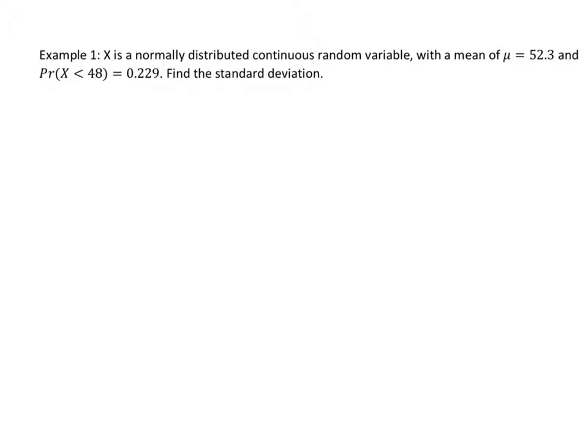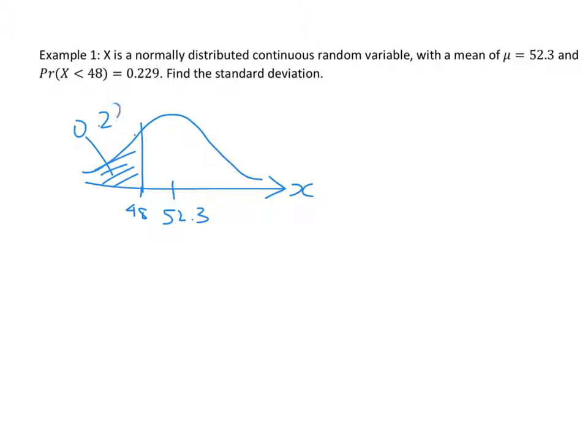So here we have a problem where we're given that x is a normally distributed continuous random variable. We're given the mean of x, but we're not given the standard deviation of x, but we're given one piece of information. So I'm going to draw that so that I see what I'm doing. I have x here, and the mean is 52.3, and I know that 48 is less than 52.3, and the area under here is 0.229.